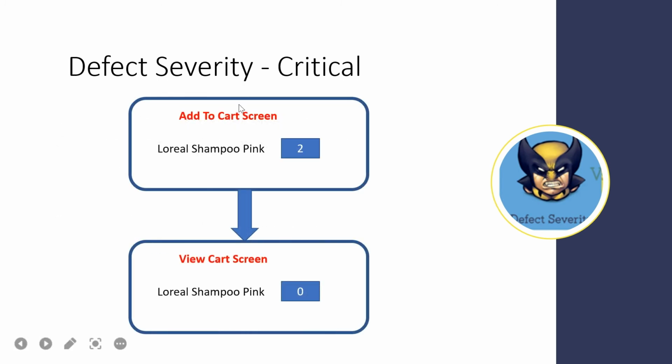So if you see here, I have an example: add to cart. This is an add to cart screen. Okay, L'Oreal shampoo pink. I have added two. Now, when I go to the view cart screen, I see a L'Oreal shampoo pink, but I don't see the value at all. Whatever, if I give 100 also, it is not taking, it is showing zero. So, this is a bug, right? And this is a critical bug because I'm able to add to the cart, I'm able to view the cart screen. So, this type of bugs will come under the critical bug. Any doubt? Okay.